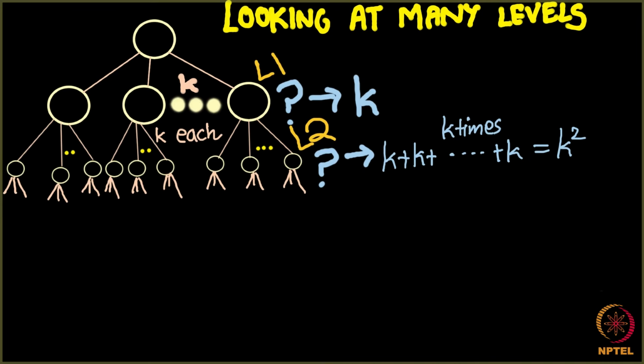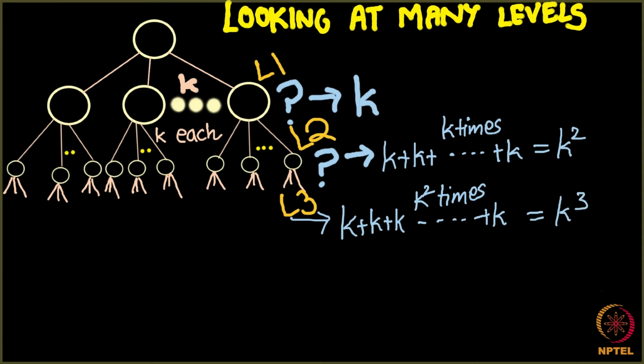Similarly, let's look at level 3. How many people will be here at level 3? At level 2 we had k square people, and each of these k square people now has k children. Hence at level 3 we have k plus k plus k, k square times, because each of these k square people has k children each. So we get an answer k cube, and so on and so forth.